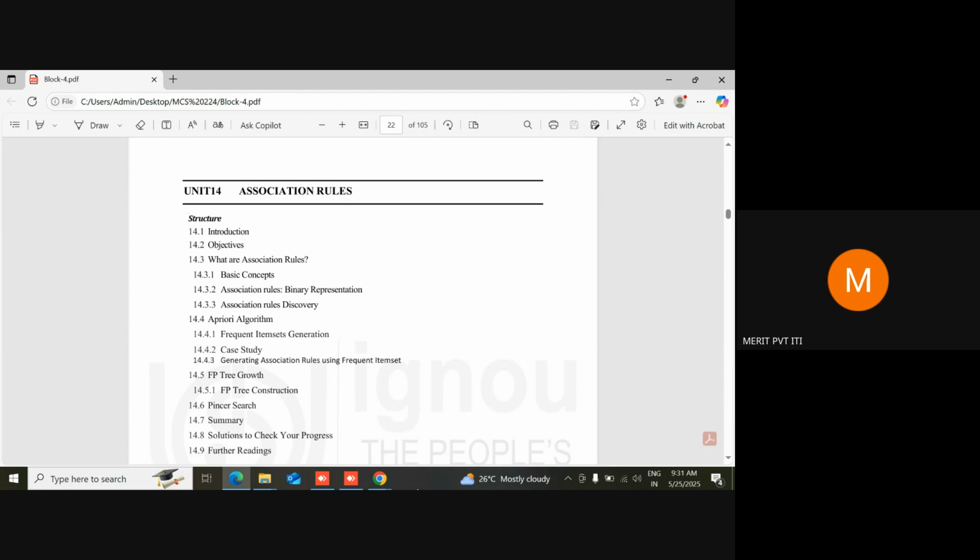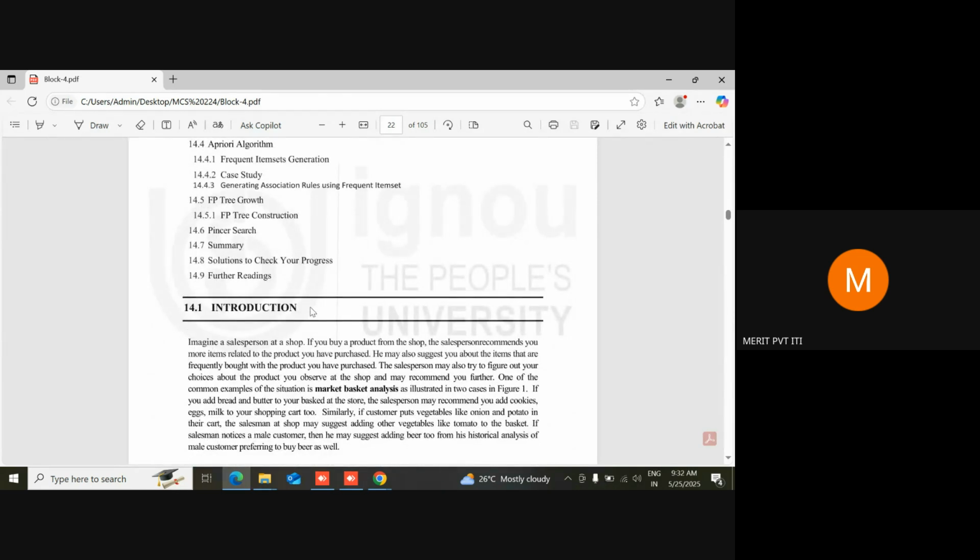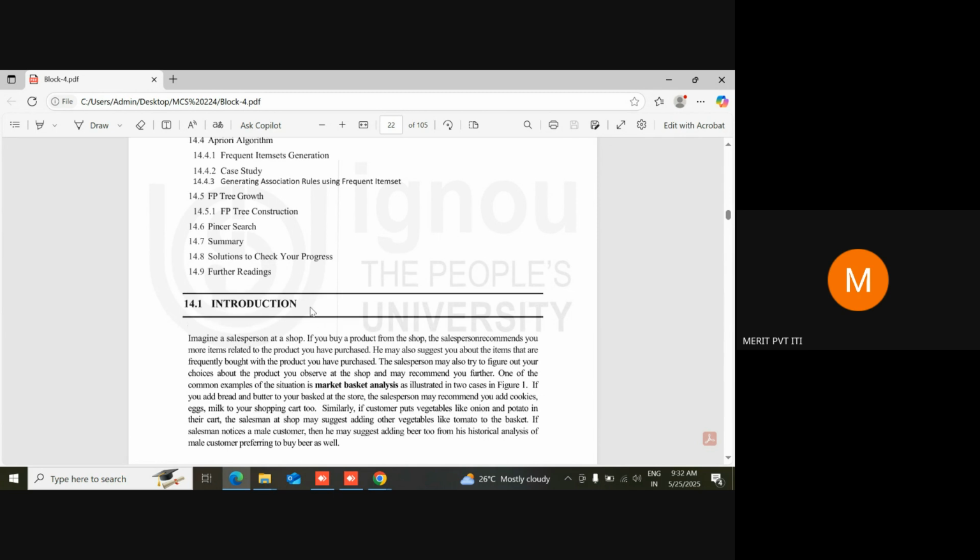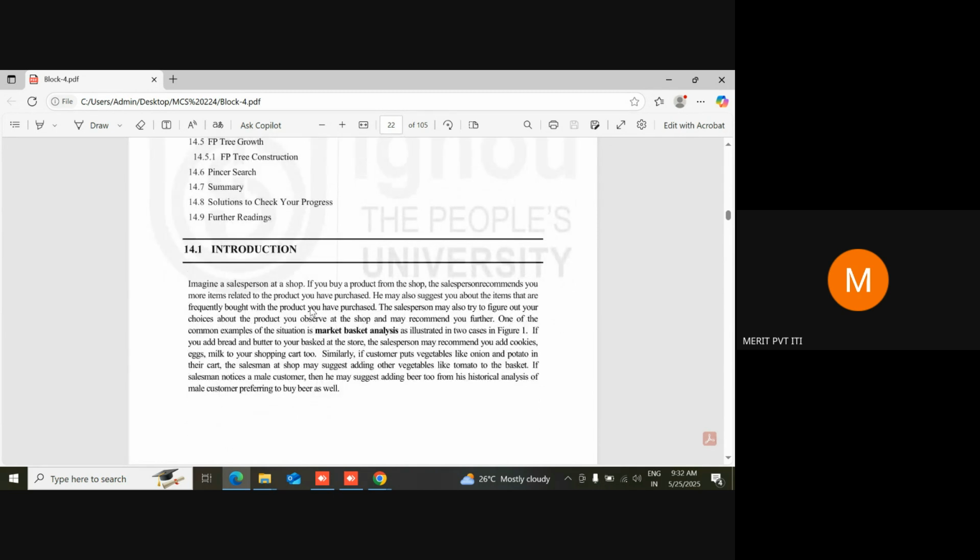All right, we'll start with Unit 14, that is association rules. These are the basic concepts: association rule, binary representation, association discovery, Apriori algorithm, frequent item set generation, case study, FP tree growth and FP tree construction, then Pincer search. So that's what the units are here.